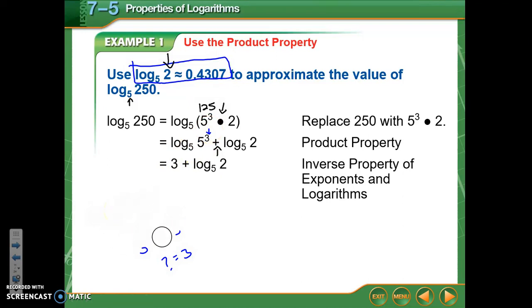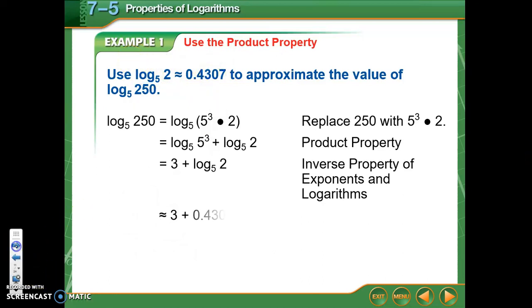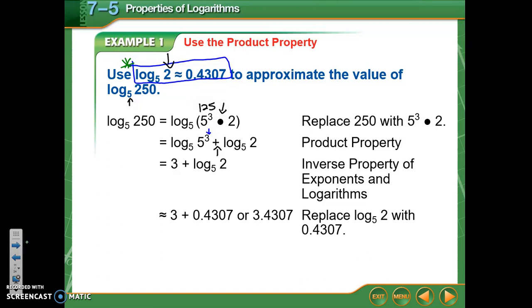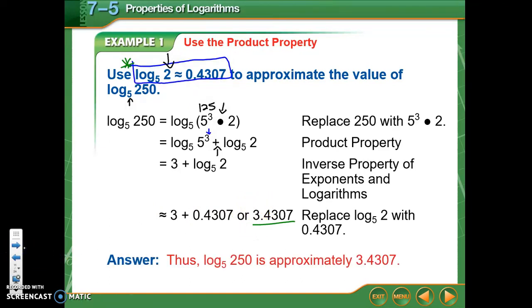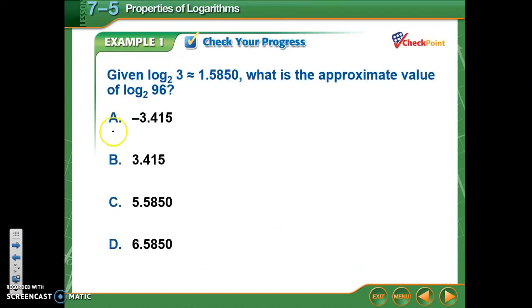And then log base 5 of 2, I can't evaluate that one as easily, but that's why they gave me this value up here. So I replace log base 5 of 2 with 0.4307, and I add those together, and I get 3.4307. So that would be my answer to that one. Using that same idea, I want you guys to try this one. Given log base 2 of 3, how could I approximate this value? Again, you want to see if you can write 96 in terms of 2s and 3s.